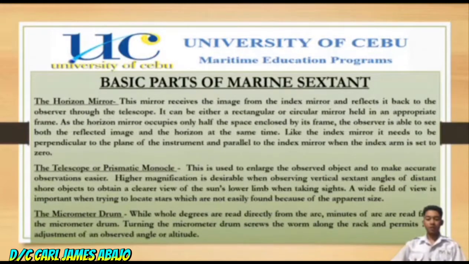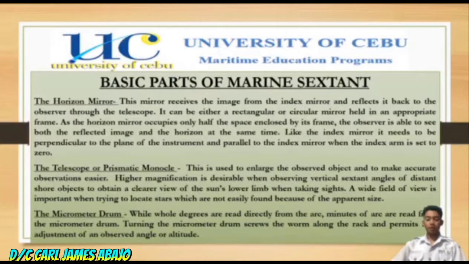The horizon mirror receives the image from the index mirror and reflects it back to the observer through the telescope. It can be either a rectangular or circular mirror held in an appropriate frame. As the horizon mirror occupies only half of the space enclosed by its frame, the observer is able to see both the reflected image and the horizon at the same time. Like the index mirror, it needs to be perpendicular to the plane of the instrument and parallel to the index mirror when the index arm is set to 0.